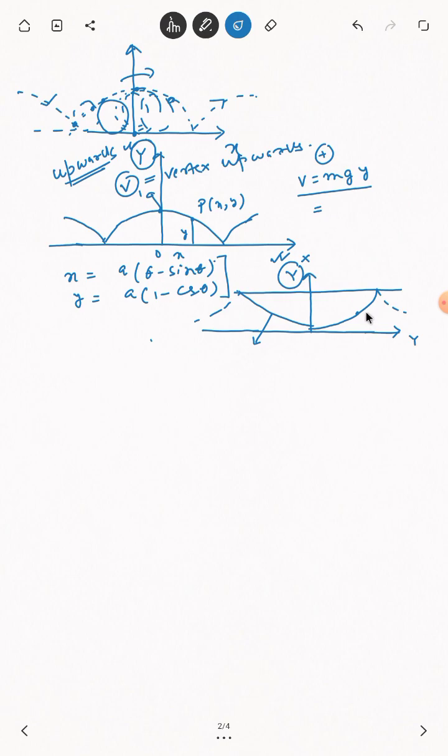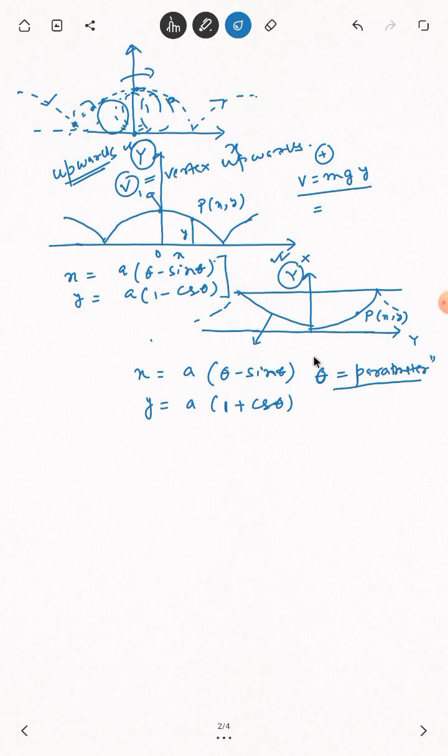So this will be written for this particle p xy. What is x? x is a into theta minus sine theta. And what is y? y equals a into 1 plus cos theta. Here theta is a parameter, so it is called the parametric equation of curves. As you all know from your UG classes, this theta is a parameter. So this is the parametric equation of the curve.